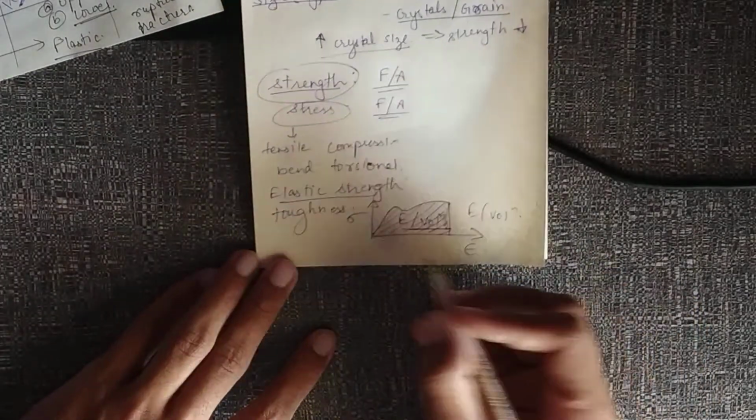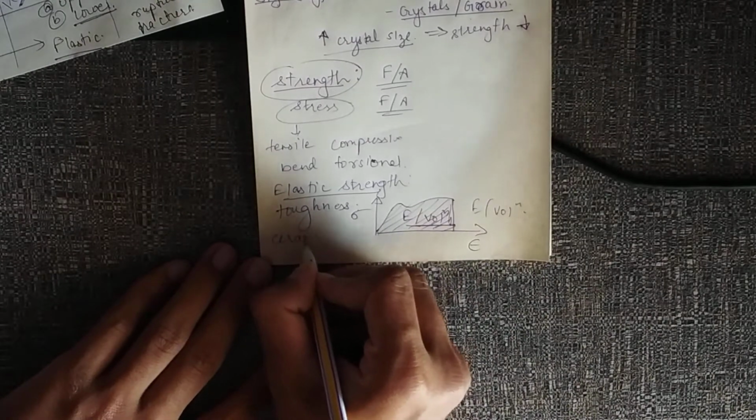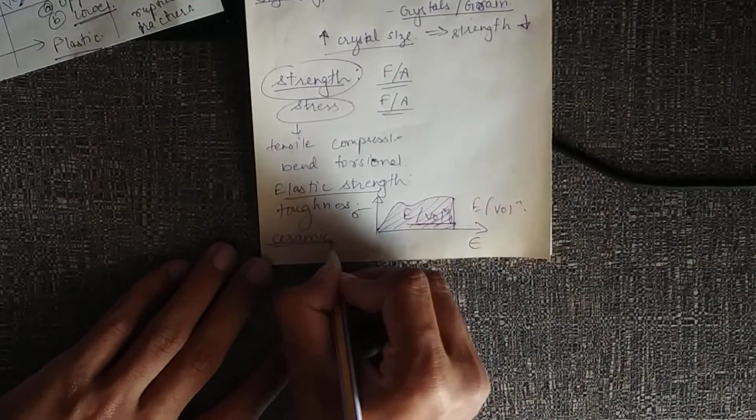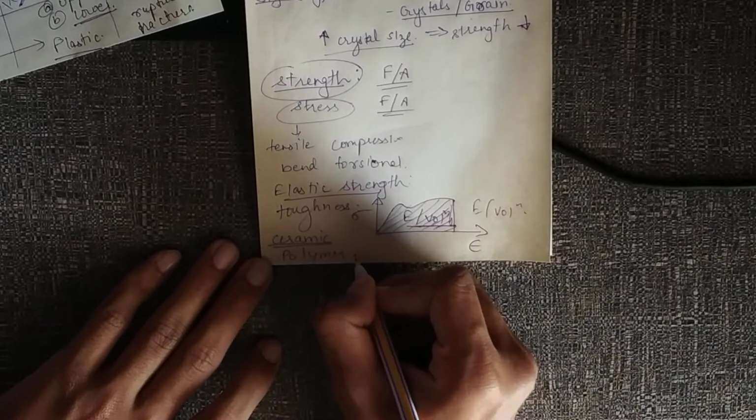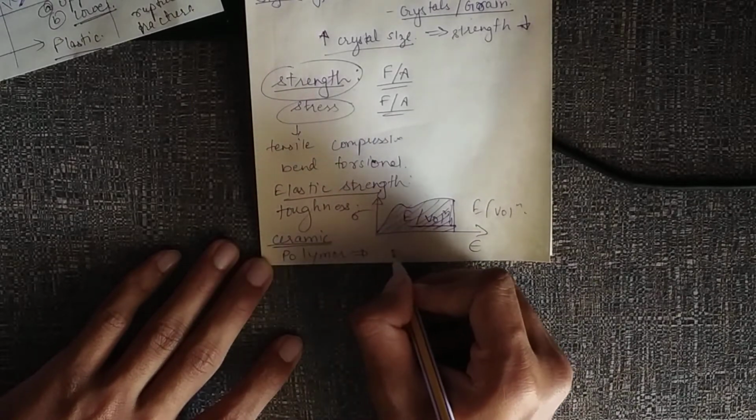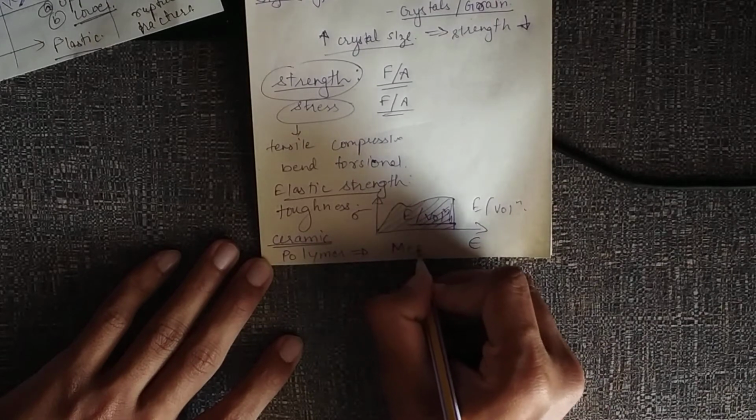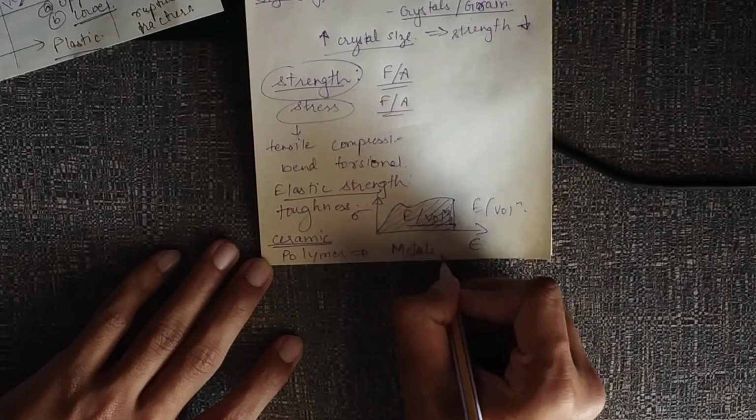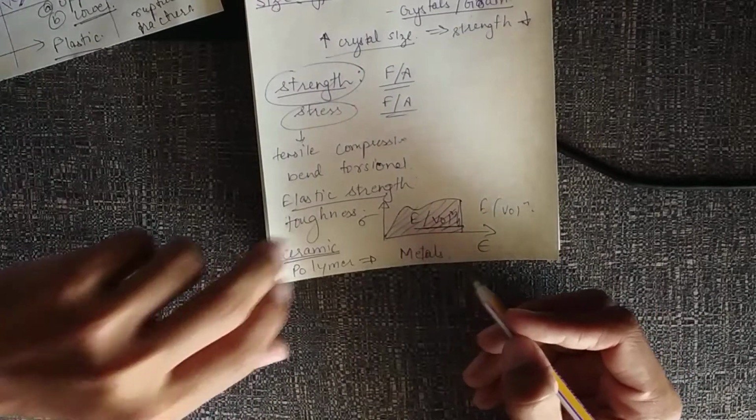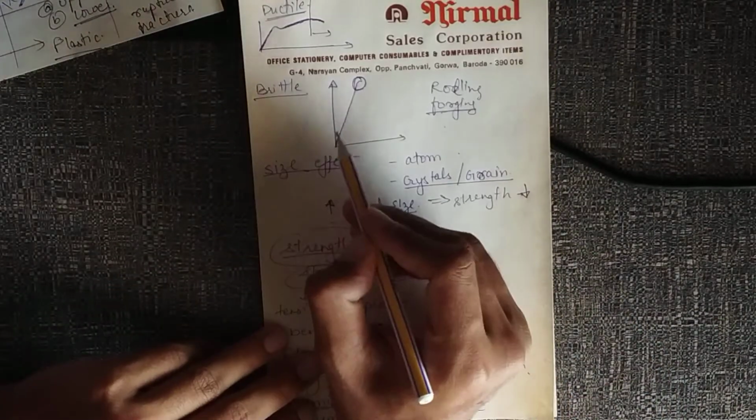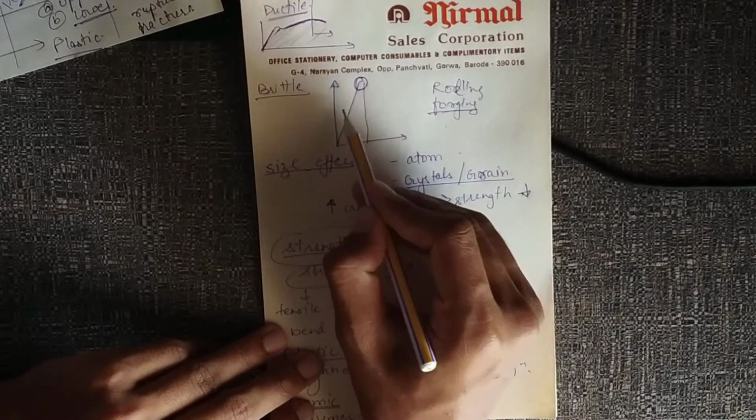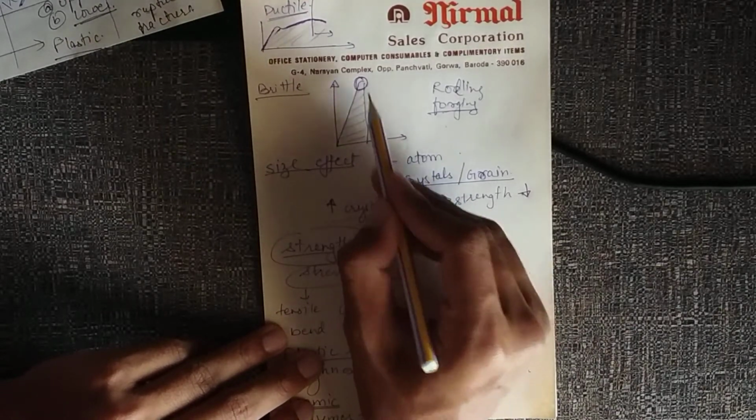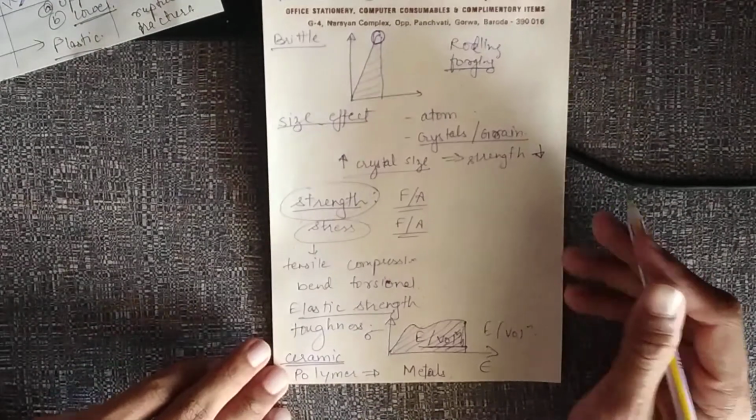Ceramic materials have small toughness values. Polymers would have very small toughness values, and metals have large toughnesses. And we can see ductile materials would have a relatively higher area, and brittle ones will have a smaller area because strain hardening does not happen here.